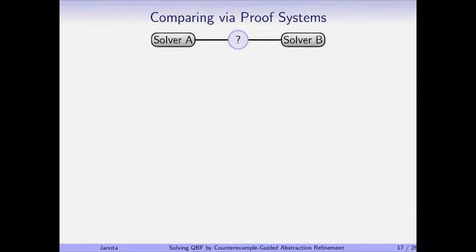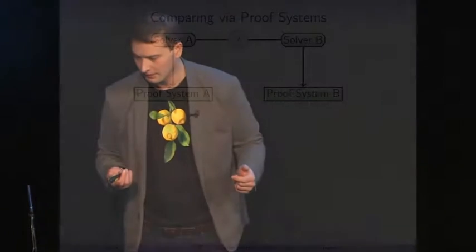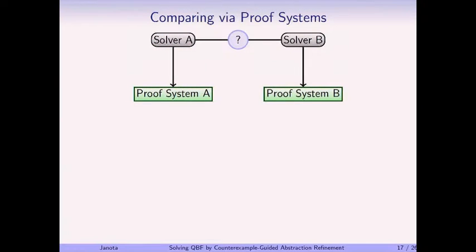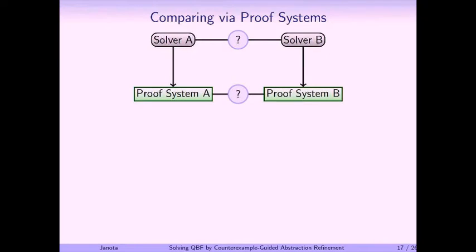Now the question is, are they different really? And there is this popular approach to decide whether some solving method is different or better than another one, which is to look at some corresponding proof systems. So instead of looking at the solvers directly, we define some proof systems that correspond to these solvers. We compare proof systems, and then we can conclude something about the solvers.